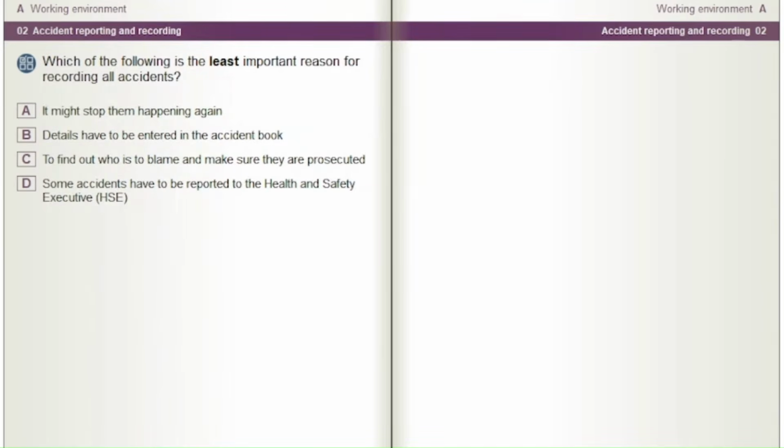Which of the following is the least important reason for recording all accidents? It might stop them happening again. Details have to be entered in the accident book to find out who is to blame and make sure they are prosecuted. Some accidents have to be reported to the Health and Safety Executive, HSE.